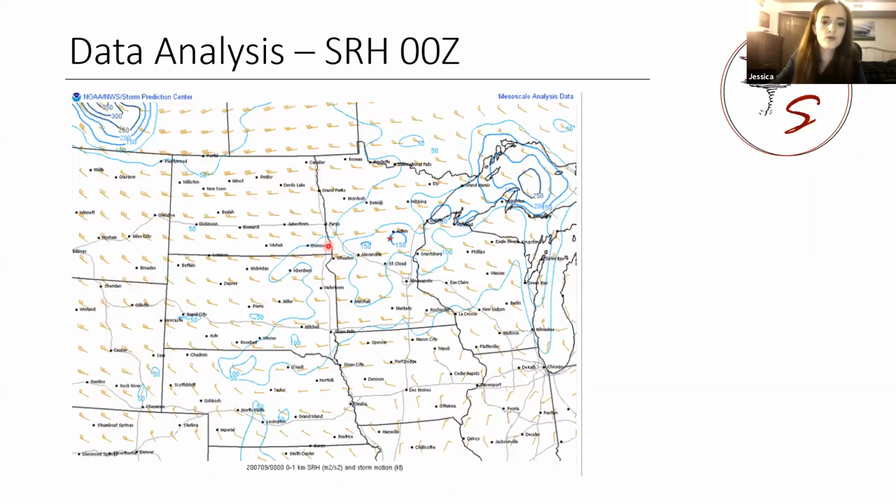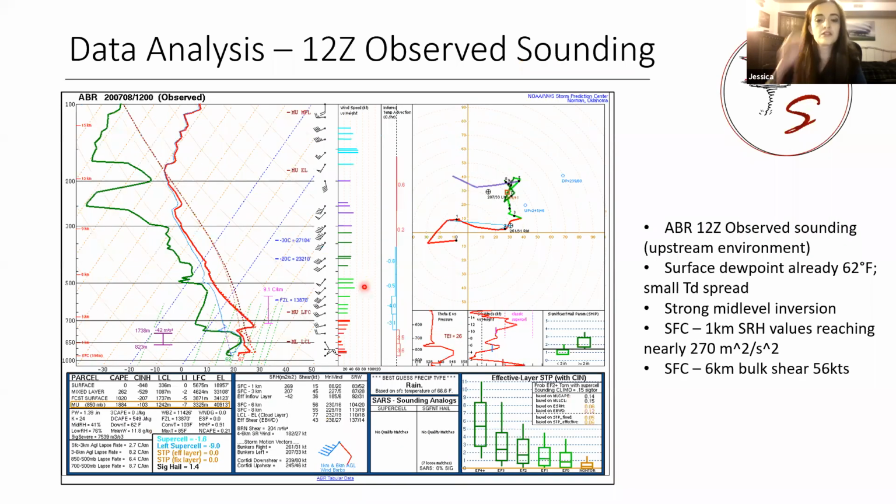SRH values, 150 meters squared per second squared in central Minnesota, but that was actually a little bit higher earlier in the afternoon. So we're going to look at some soundings here to get a better visualization. I wanted to initially look at the 12Z sounding from Aberdeen, South Dakota. So this is 12Z observed.